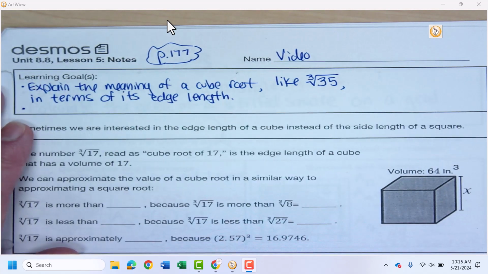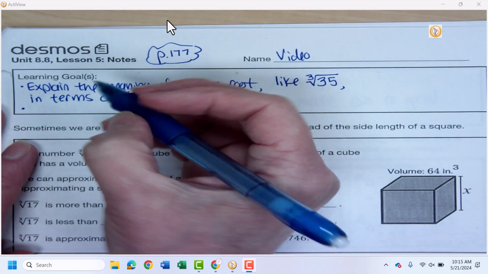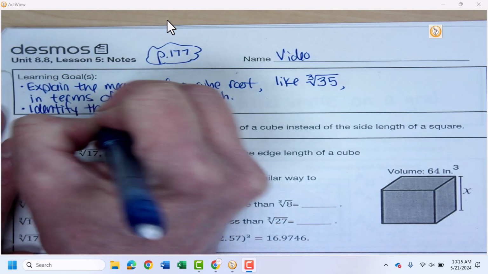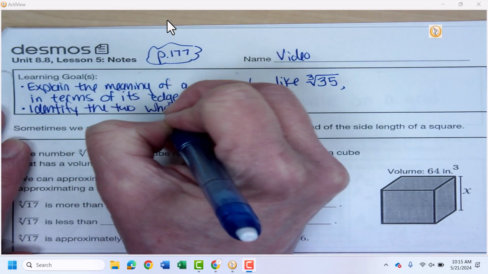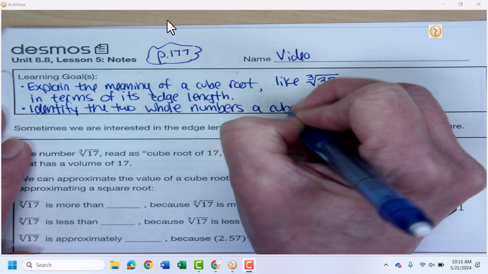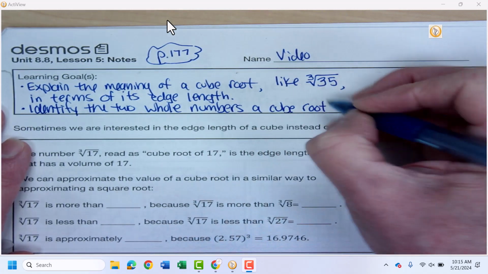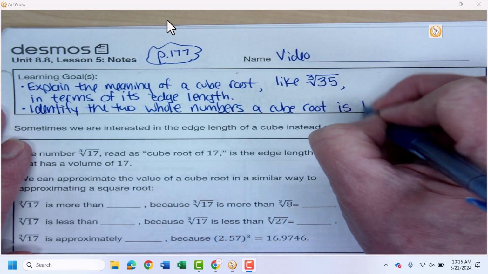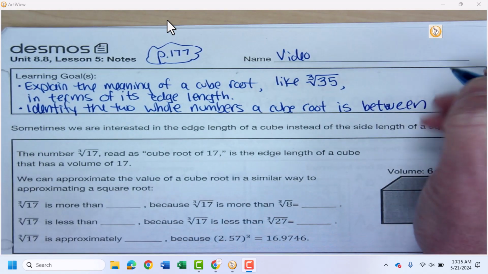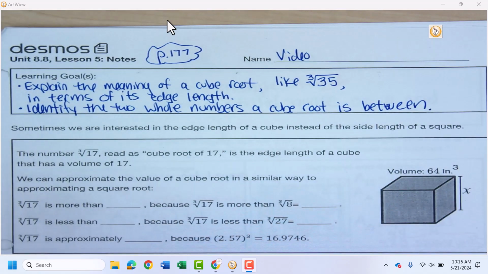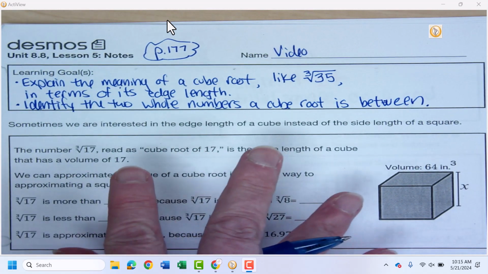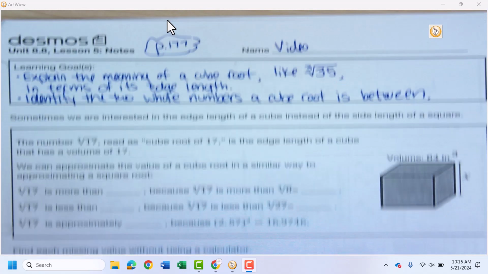And secondly, identify the two whole numbers a cube root is between. Just like we did with square roots, but the numbers are just going to be a little different. So you'll see a lot of similarities between the previous lessons and what we're doing here with a cube. Before we dive into this information here, I think it's going to be helpful to do something that we did in class.